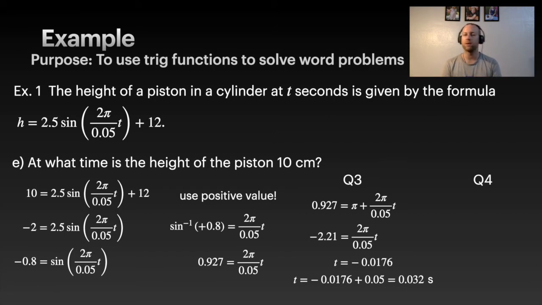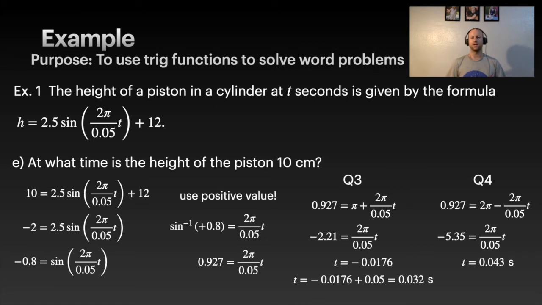Let's do the same for quadrant 4. So we take this 0.927 equals 2 pi over 0.05 times time, and we take 2 pi minus the right-hand side of that equation. We'll be in quadrant 4. Solve for t. We minus 2 pi, get rid of that fraction. Time is 0.043. This is positive, which is good. So we just use that value.